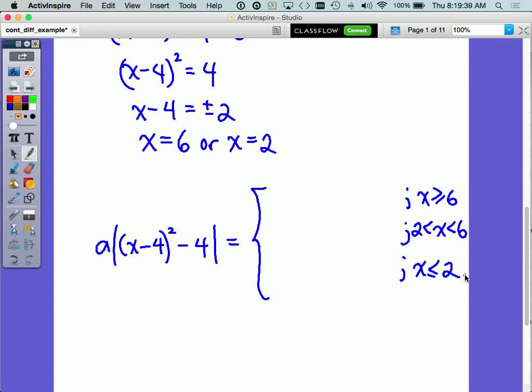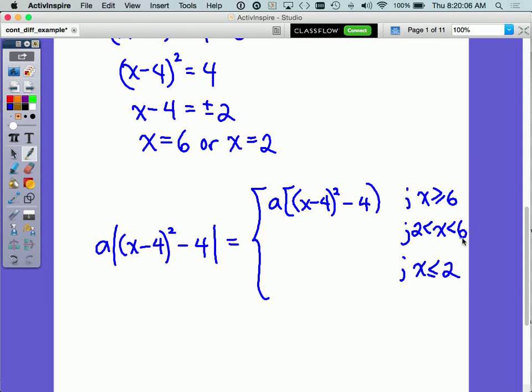When x is greater than 6, we imagine putting a number in here. If we put in a 10, we're going to get 10 minus 4 is 6, squared is 36, minus 4 is 32. That's a positive. So if this is positive, then the absolute value bars don't really do anything to it. And so this is just going to become a times (x minus 4) squared minus 4.